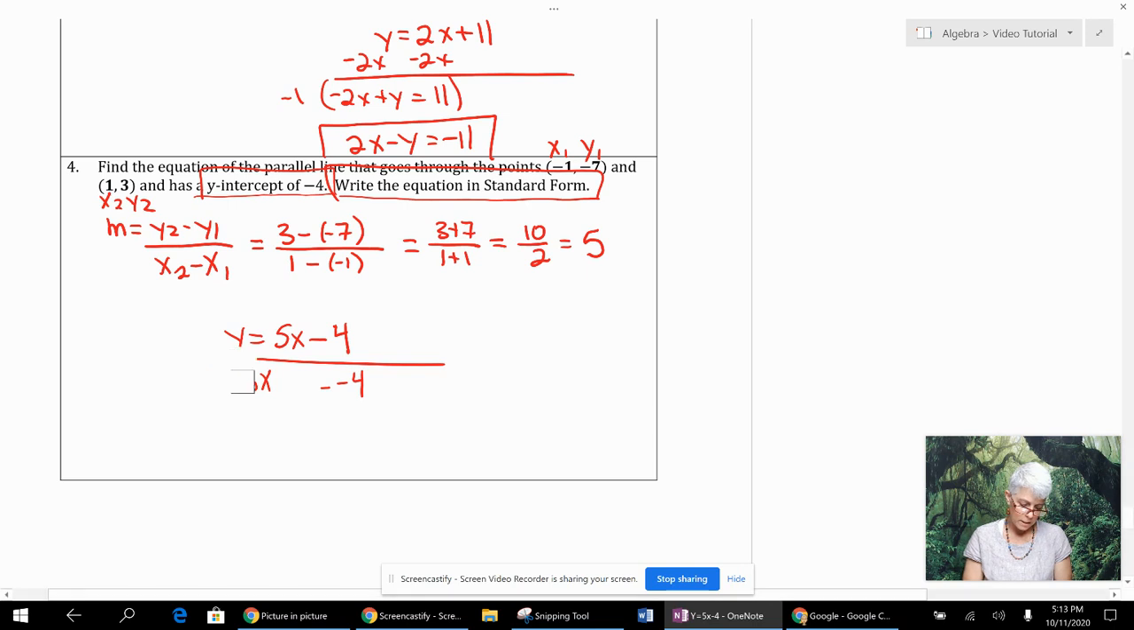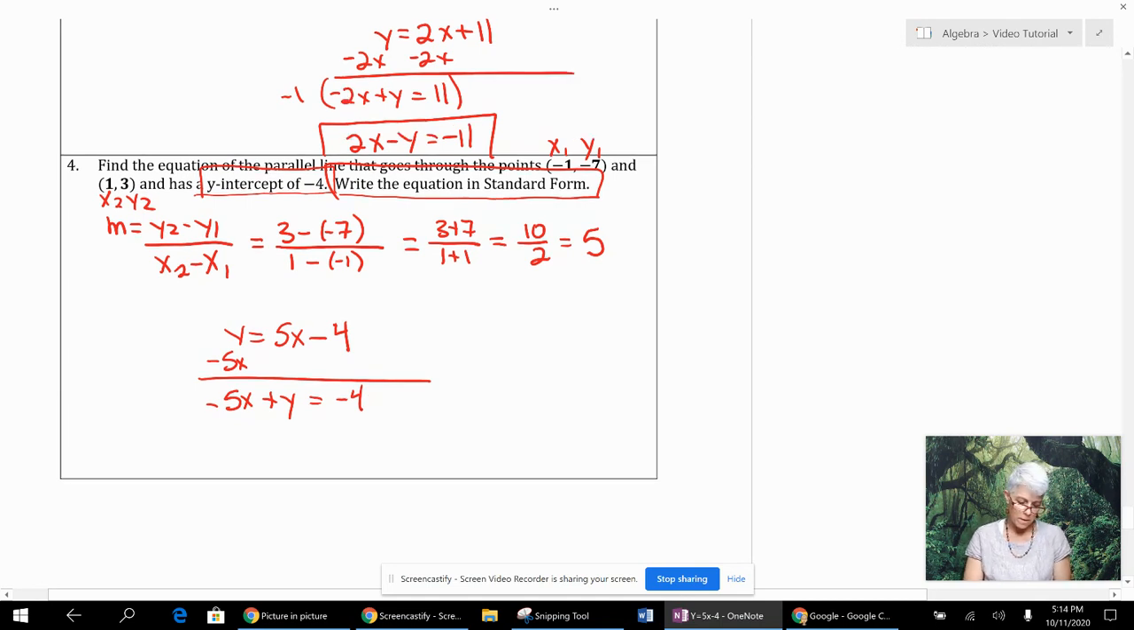So let me erase some of this. Let me start all over again. For whatever weird reason, stuff was disappearing. So I'm going to do negative 5x plus y equals a negative 4. Again, not quite sure why stuff is disappearing.